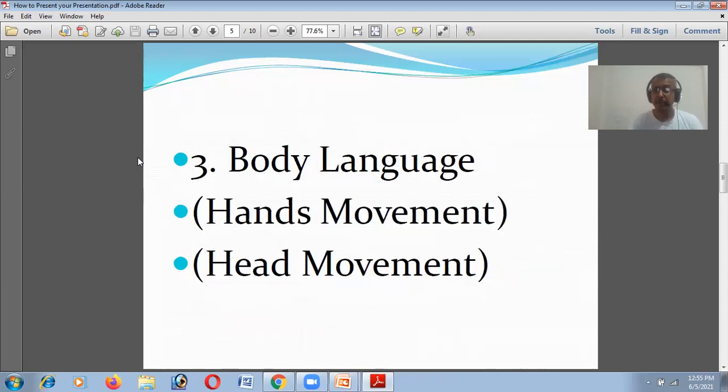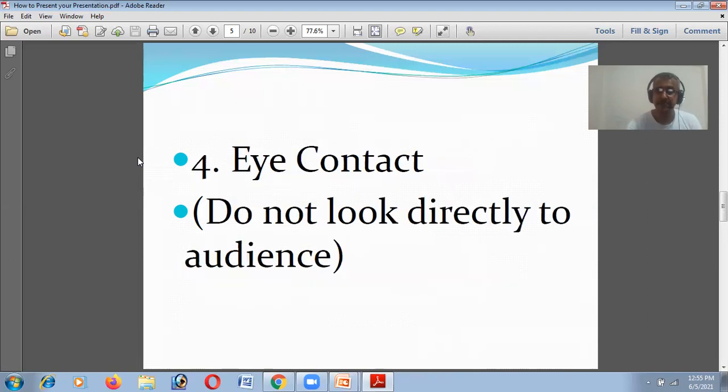Third thing, body language is very important. You can communicate to the audience with body language. In this regard, many speakers start like, I am here to present my presentation, while moving their hands in such a way that it distracts from what they are speaking. So there should be a movement of the hand, but that should be moderate. And the movement of the head will also be moderate.